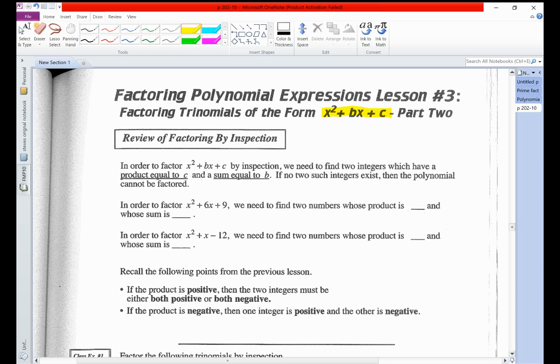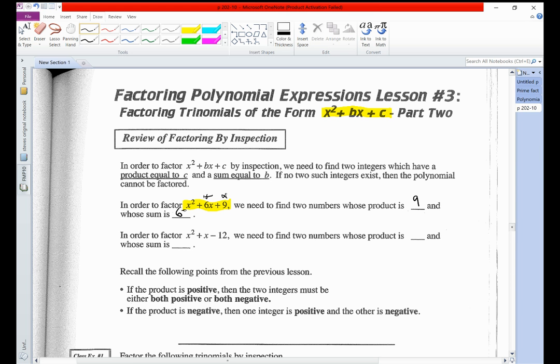So review of factoring by inspection. If we are looking at this example here, x squared plus 6x plus 9, first of all, we check if we need to factor a common factor out. There's no coefficient in front of the x squared, so that's good. And now we're just looking for two numbers that multiply to 9 and add to 6. So we need to find two numbers whose product is 9 and whose sum is 6.